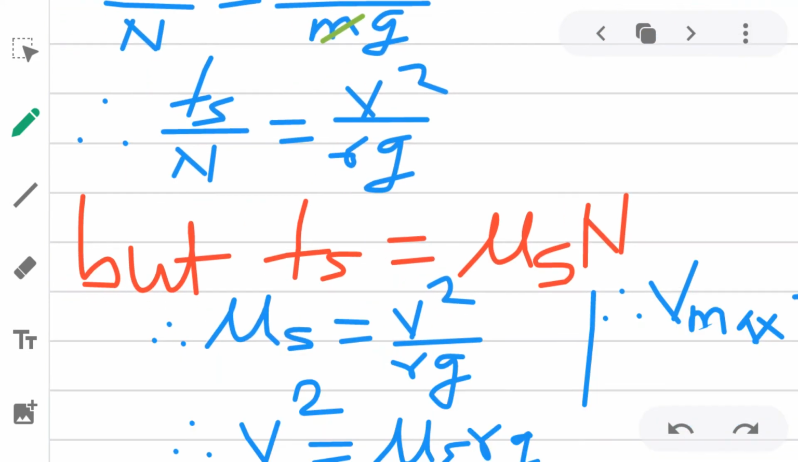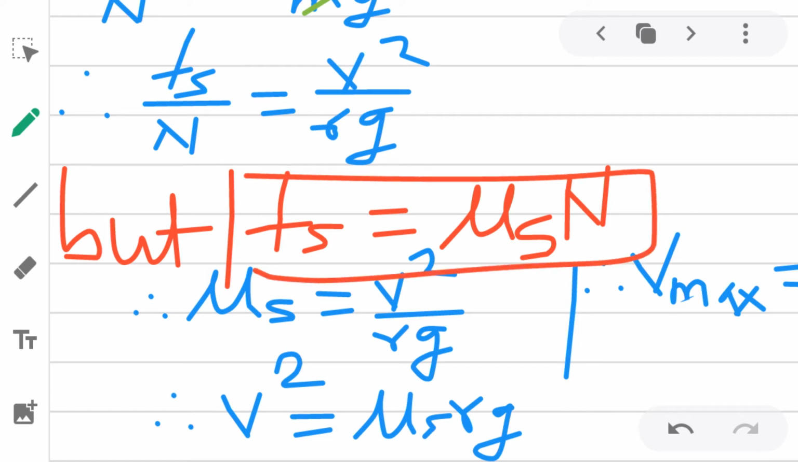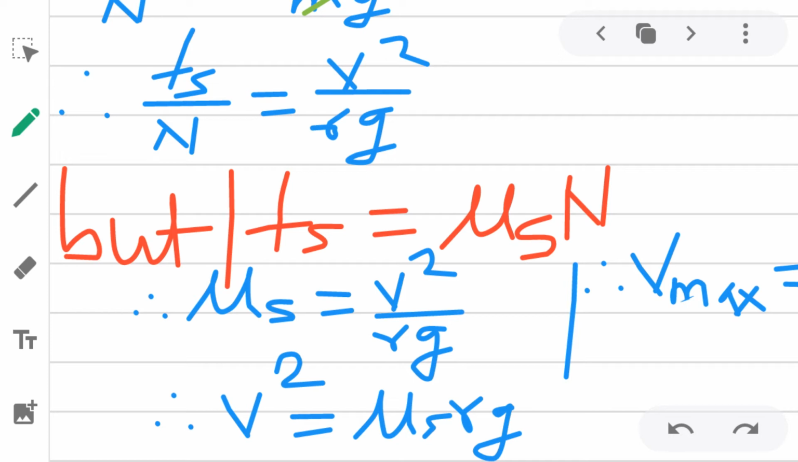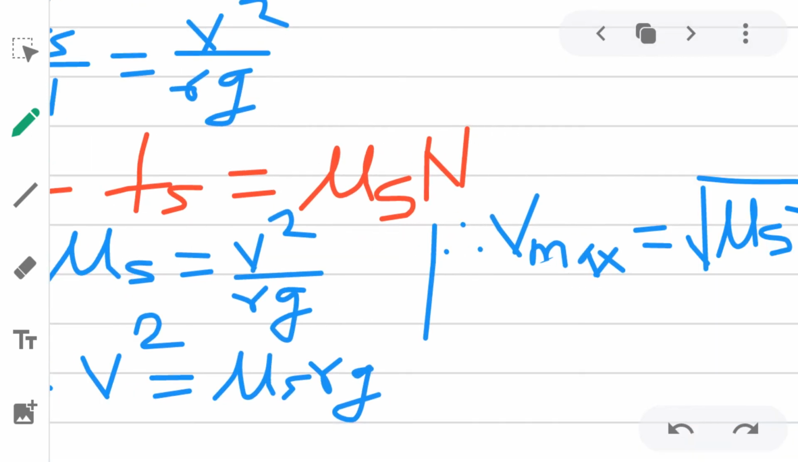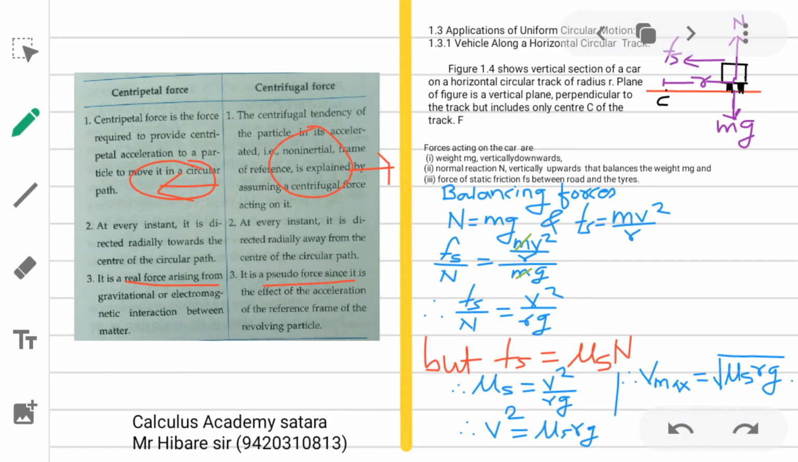Then Fs is equal to mu s into N, the basic frictional formula. We put mu s into N, and N gets cancelled. mu s is equal to v square upon rg. So v square is equal to mu s rg. The maximum velocity is v max equal to under root mu s rg.